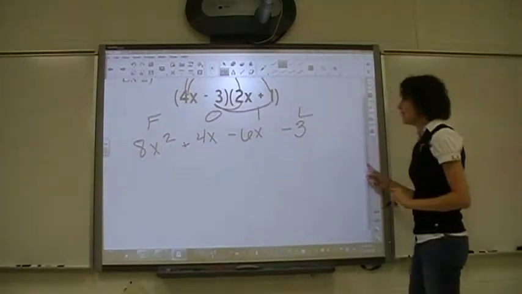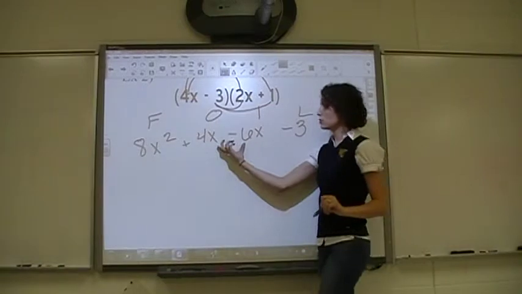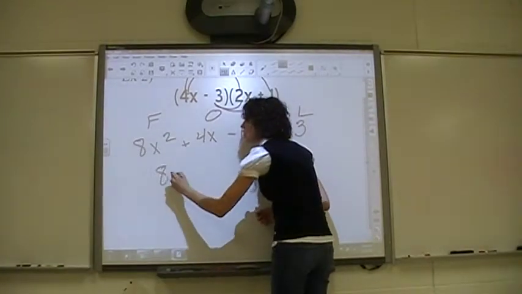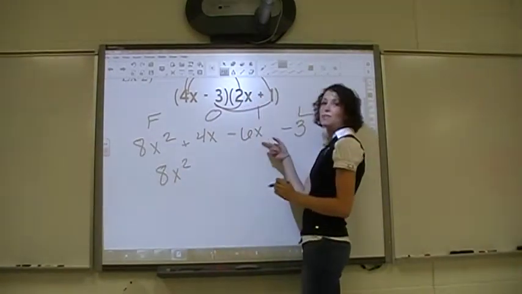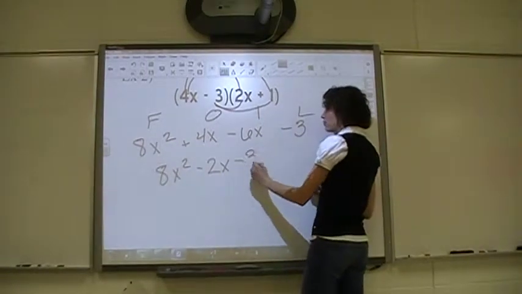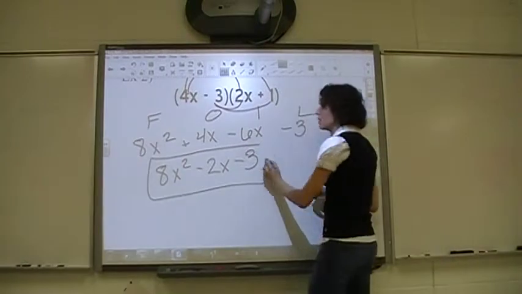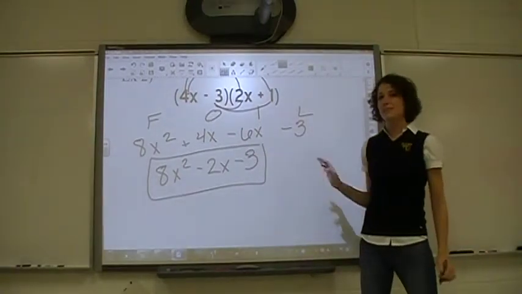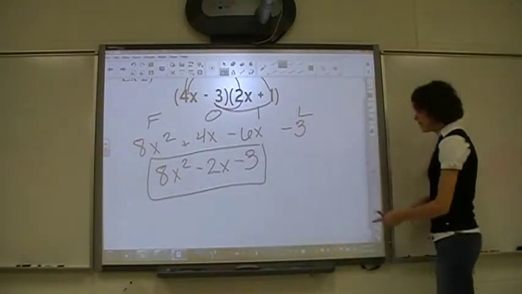Now with those, just combine your like terms, which are the 2 in the middle. So you drop down your 8x squared. 4x minus 6x gives me negative 2x, then minus 3. 8x squared minus 2x minus 3 is my final answer. Let's try another one.